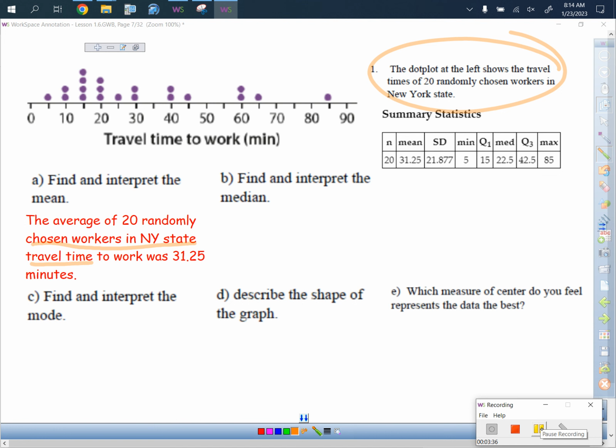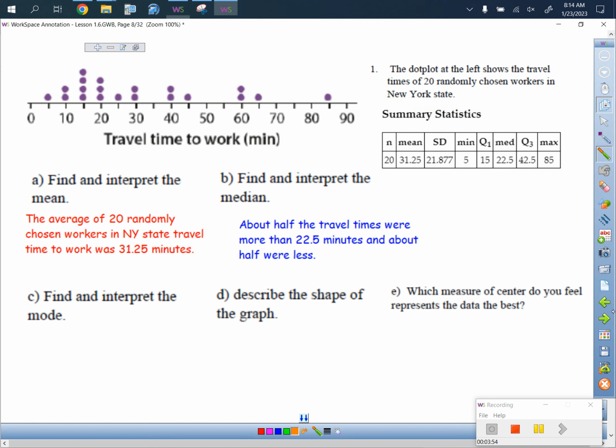So to find and interpret the median, obviously we can see it in the chart. Median's 22.5. Remember, median's like the halfway point. It's like if you lined all the numbers up in order, that's the halfway point. So here's how they're going to word it on your homework. The median says about half the travel times were more than 22.5 minutes, and about half were less. Because that's the median, it's right there in the middle. You can say about half the travel times were more than 22.5 minutes, and about half were less.